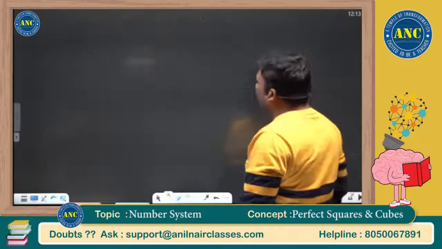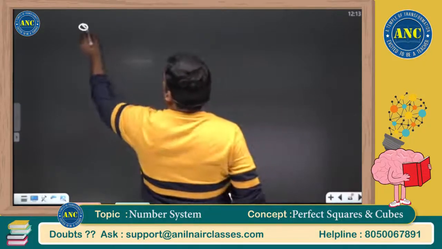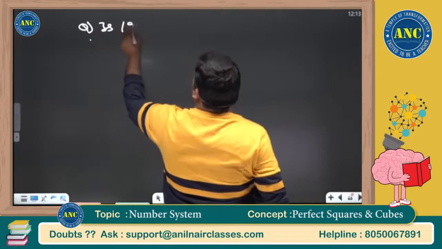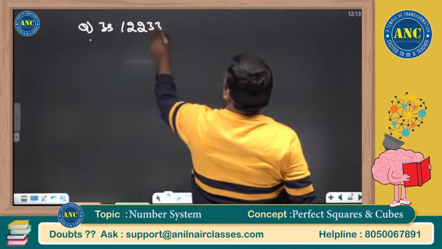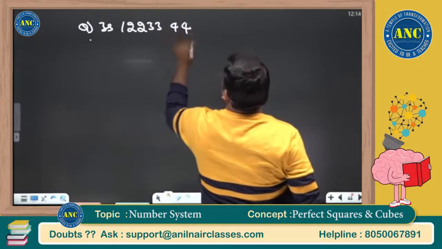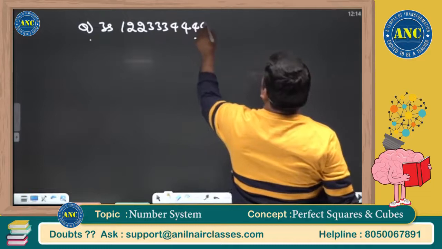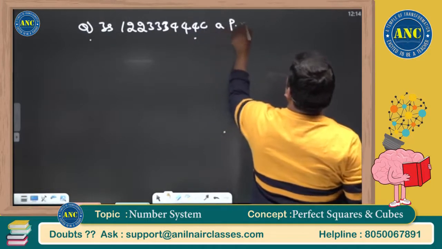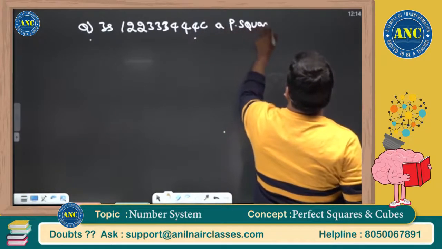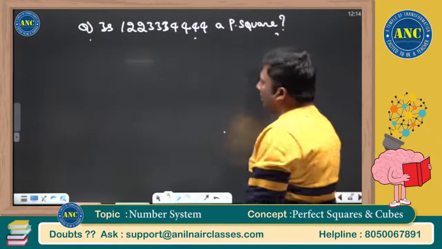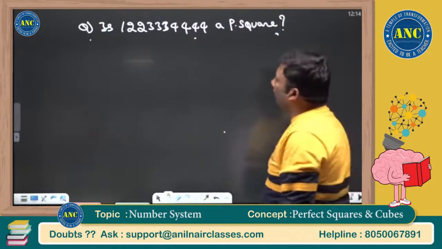Next one, second question. We will solve 3 questions. Is 122 333 44444 a perfect square?